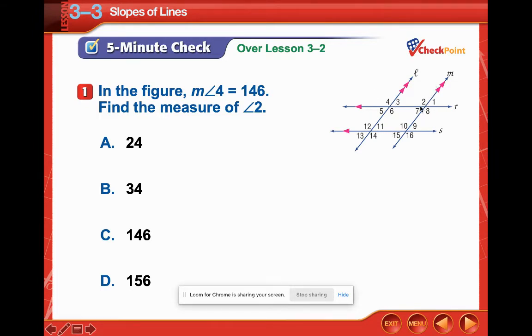So for 2 and 4, line R appears to be the transversal, okay? So this is its own intersection, and it looks like 2 is on the top left. This is its own intersection, it looks like 4 is on the top left. Therefore, they look like corresponding angles, which are always equal. So if the measure of angle 4 is 146, you better believe the measure of angle 2 is also 146.